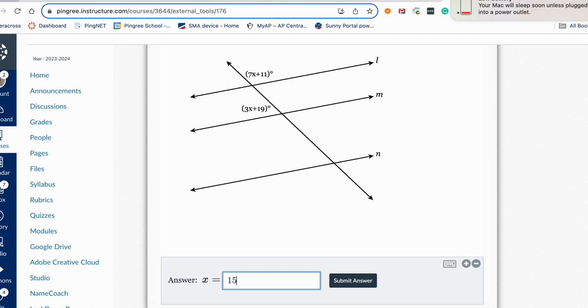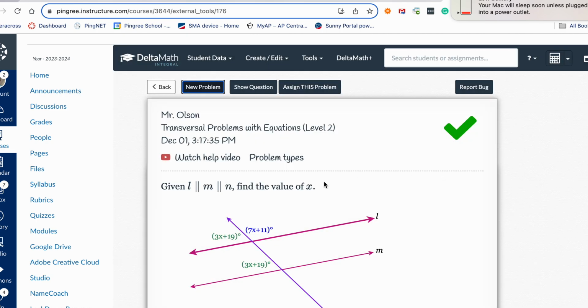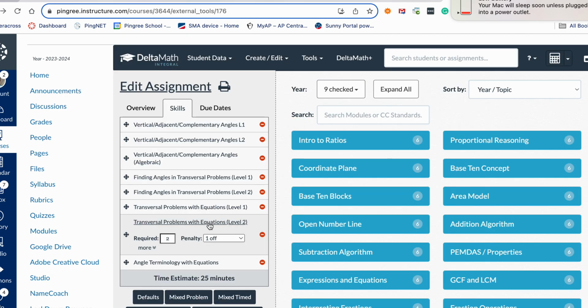Again, hopefully brain is still functioning. See if I got that one right. Oh my goodness, I did. I think I'm probably going to quit while I'm ahead.